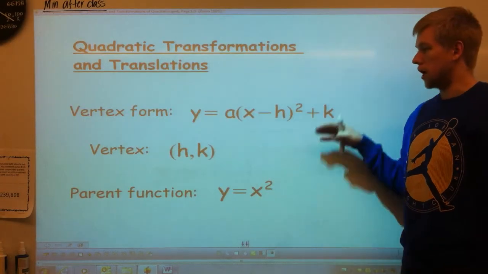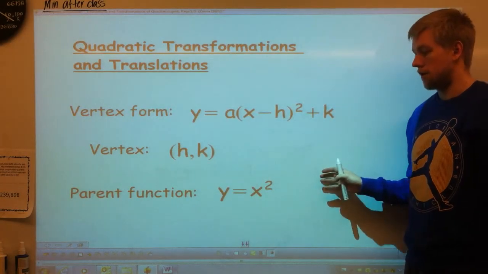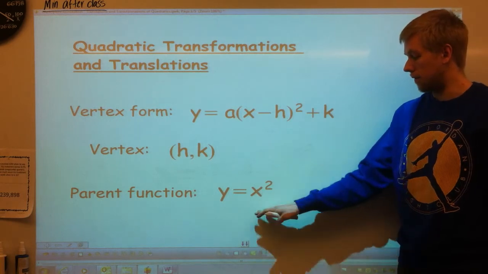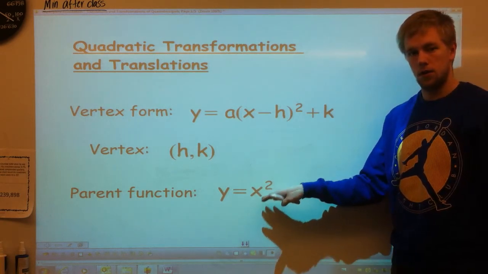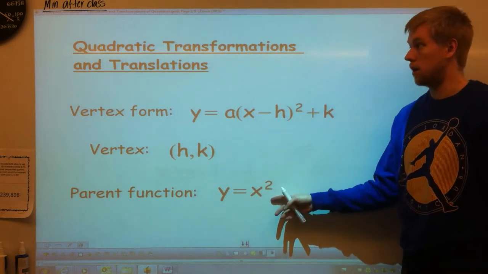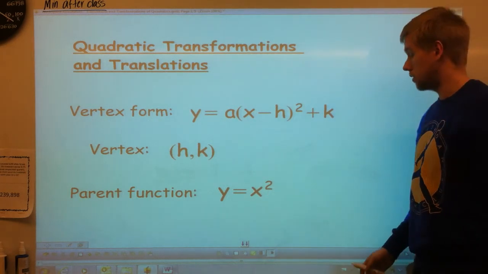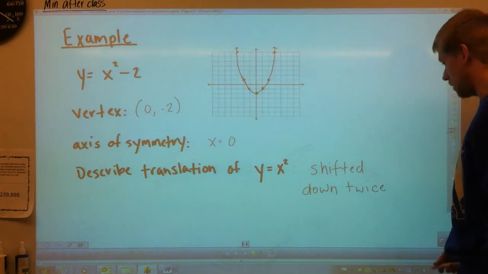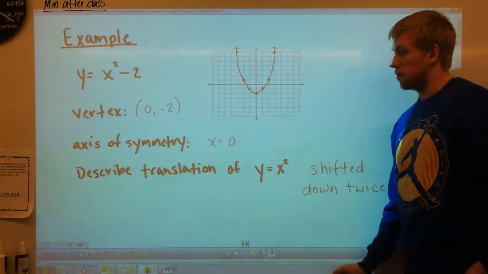Alright, when we're talking about transformations, the parent function is y equals x squared. That is the parent form of the quadratic equation. So that's all the basics that you need. First example, jump right into it.